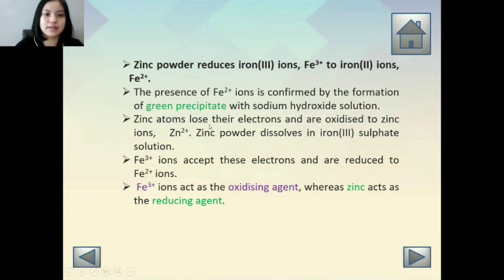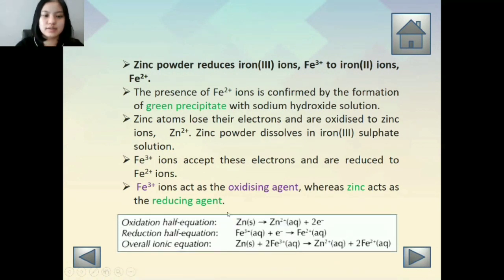The zinc will lose electrons and oxidize to zinc ions, and the iron 3 will accept electrons and reduce to iron 2 ions. Therefore, the iron 3 will act as the oxidizing agent and the zinc will act as the reducing agent. Okay, look at this. This is the half equation for the oxidation and reduction.